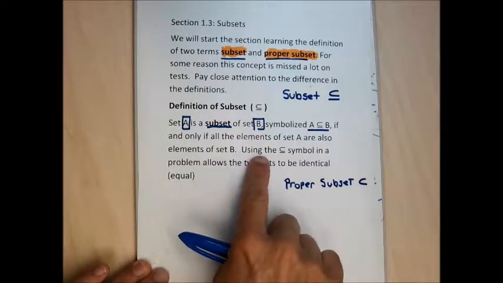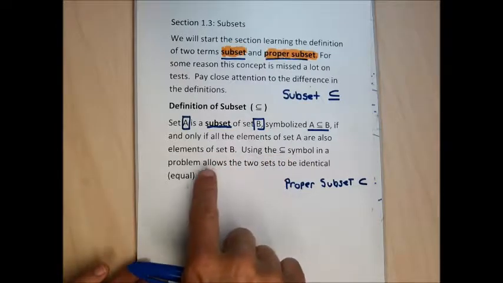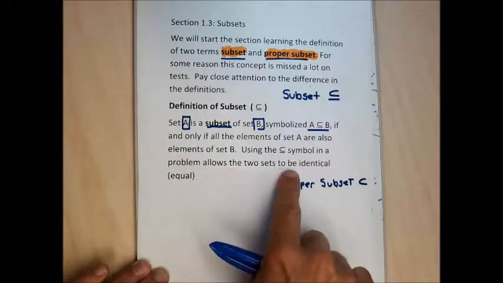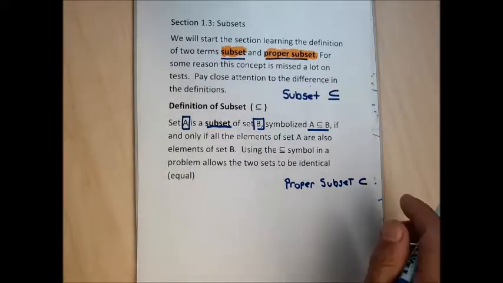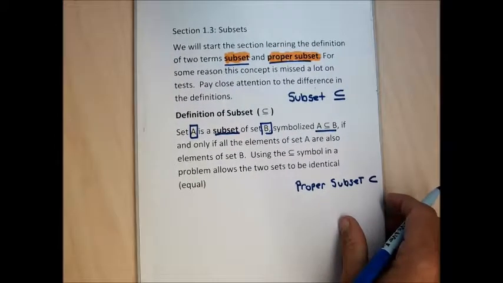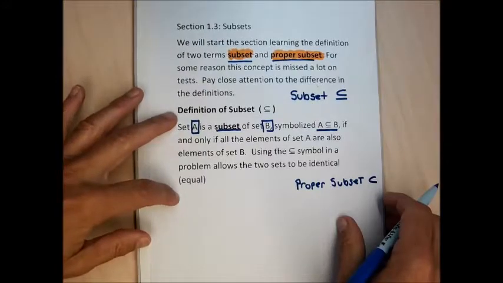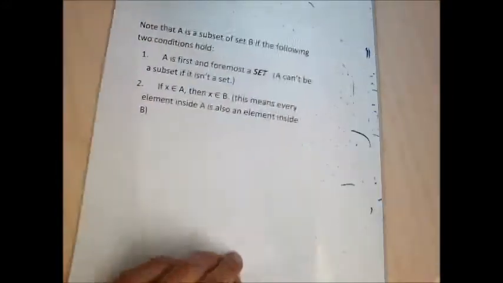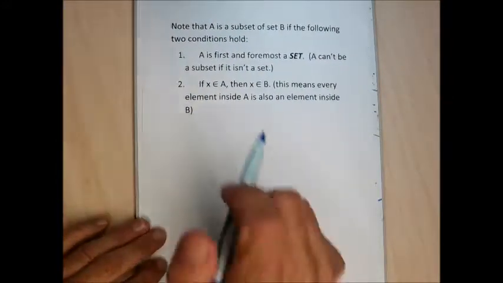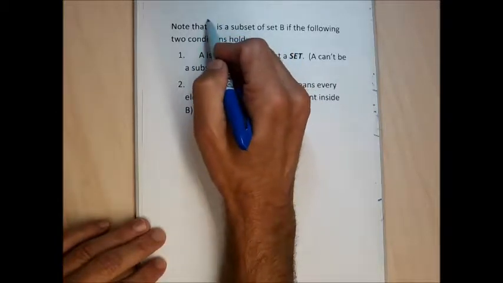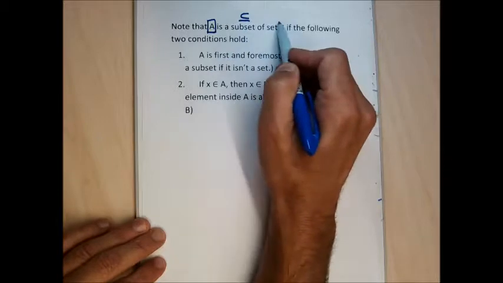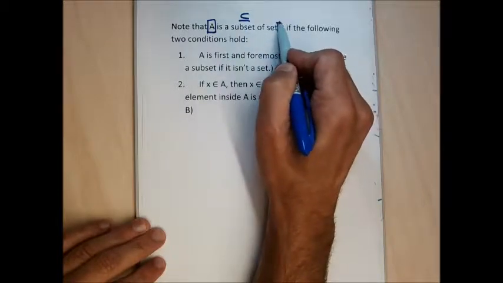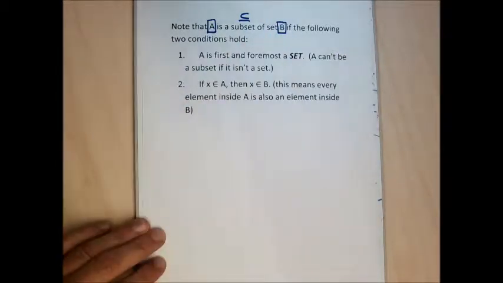Using this subset symbol in a problem allows the two sets to be identical or equal. Well, let me formalize this a little bit better, then do some examples. So for set A to be a subset of set B, we need two criteria.